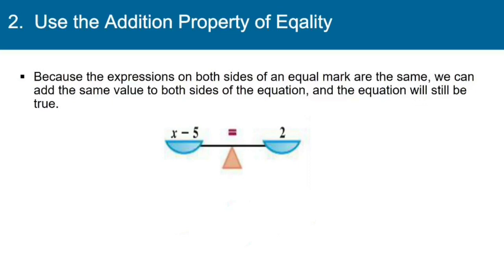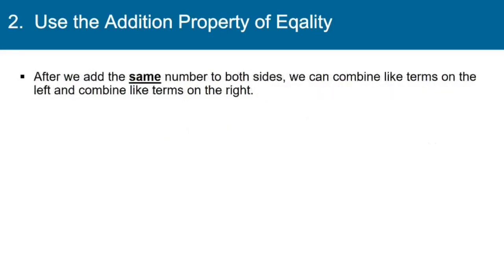Well, the opposite of minus 5 is plus 5. So if we add 5 to both sides of the equation like you see here, the scales stay balanced. And then on the left side, x minus 5 plus 5 would reduce to just plain x. And on the right side, you can see that 2 plus 5 would be 7. So after we add the same number to both sides, we can combine like terms on the left and then combine like terms on the right.